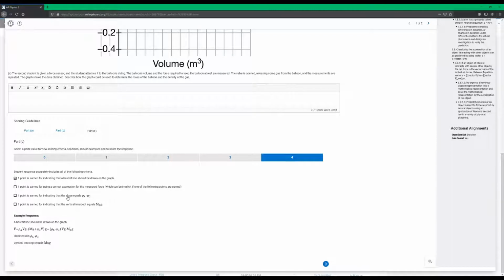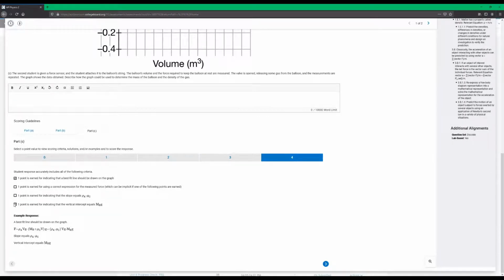Is earned for indicating that the slope equals... So here, really, I was making a big assumption. This is actually the combined density of the two objects kind of thing: the difference between the density of the air and the density of the gas. And then for indicating that the vertical intercept is equal to m, the mass of the balloon, times g, we did get this point as well.